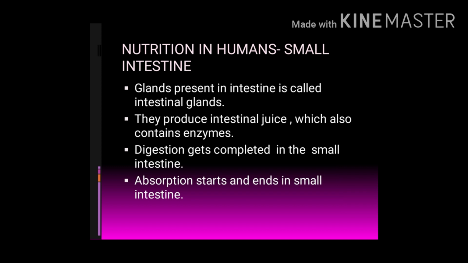Glands present in the intestine are called intestinal glands. They produce intestinal juice, which also contains enzymes. Digestion gets completed in the small intestine. Absorption starts and ends in the small intestine.